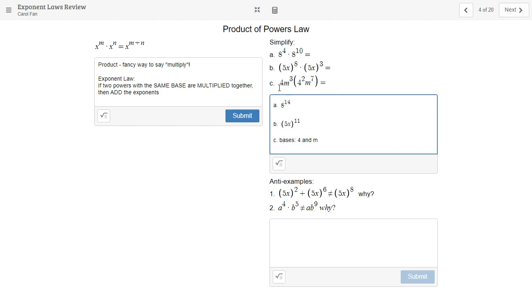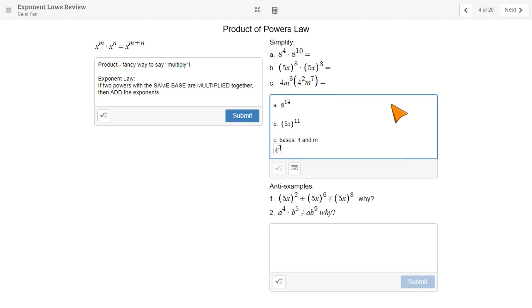First, let's take our 4. 4 has an exponent 1. It's implied and it's not written. So when I have the 1 and the 2 here, that gives me 4 to the power of 3, and we have m to the power of 10 because we're taking our 3 and we're going to add it to the 7.